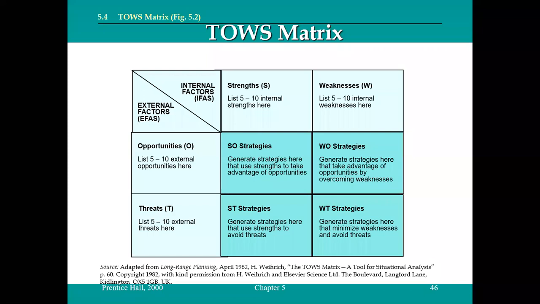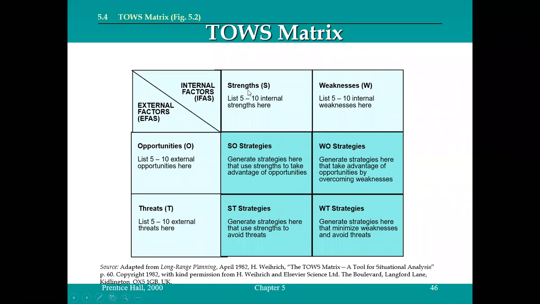Welcome back. We were talking about the TOS matrix. This is the tabular display in front of you. This is a 9-cell matrix, and in this 9-cell matrix, we have on the top internal factors, which are coming from the IFE or IFAS.